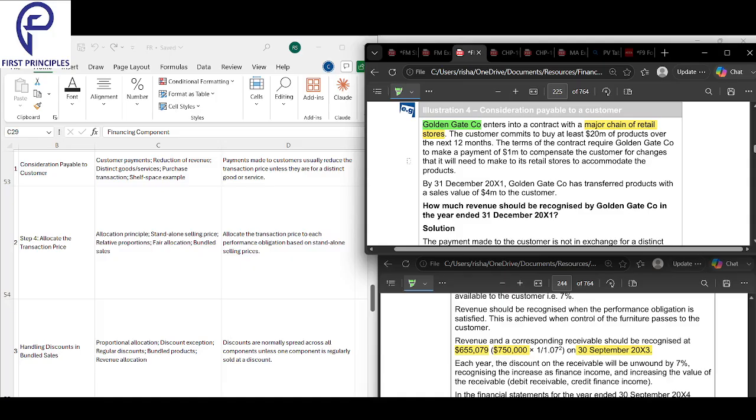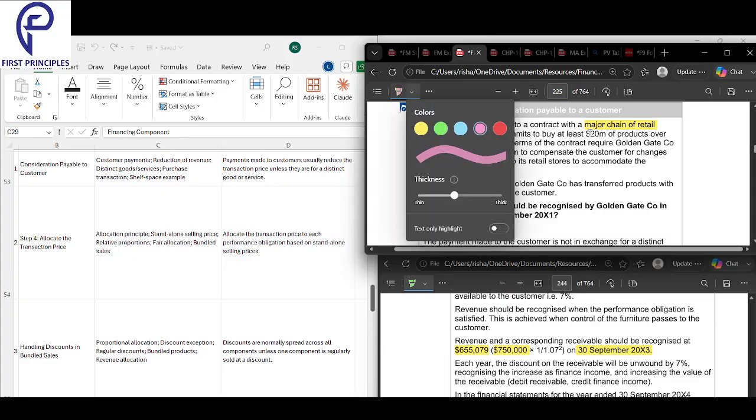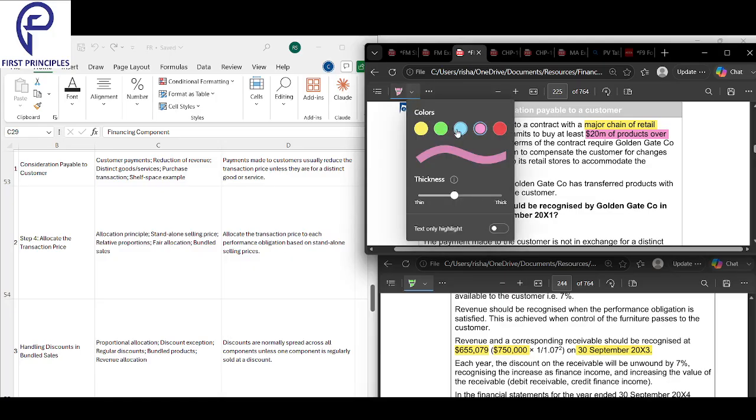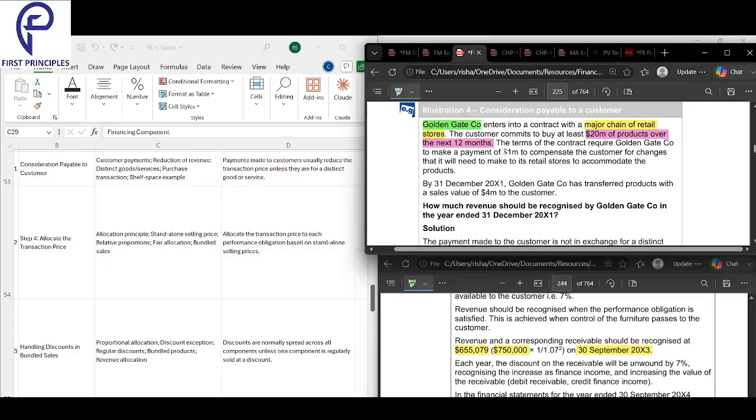Okay, the customer commits to at least 20 million of products. He'll buy 20 million products over the next 12 months. This is the committed order. The term requires Golden Gate Co. to make a payment of 1 million to compensate for changes in the store. To make some changes in the store, the supplier has to pay 1 million to the customer, that is, the Golden Gate Co. will have to pay 1 million to the retail chain. Why? So that they can make some renovation in their shops, so that they can keep the products.